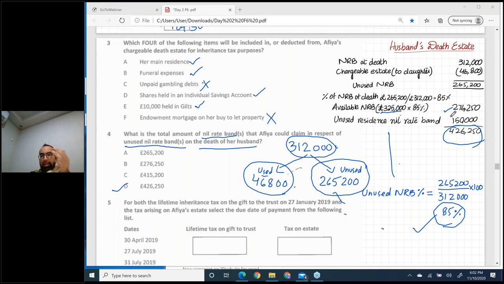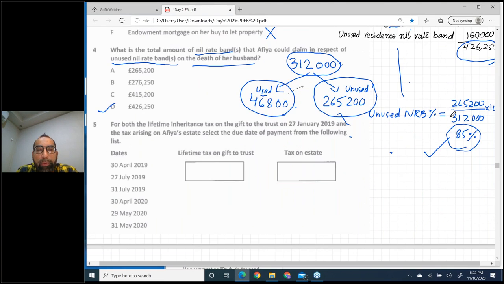Okay, welcome back for this last after-break session. Now we have to revise one thing here, the payment date of taxes. For both the lifetime IHT, the lifetime inheritance tax on gift to the trust on 27 January 2019, and the tax arising on Afia's estate, select the due date of payment from the following.